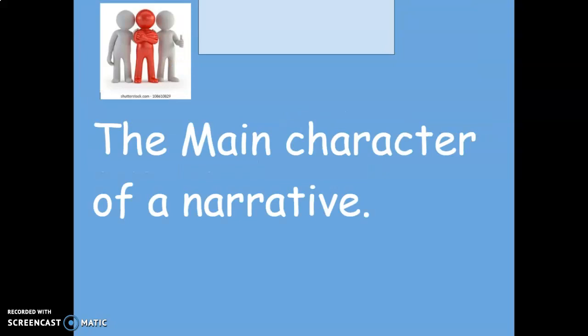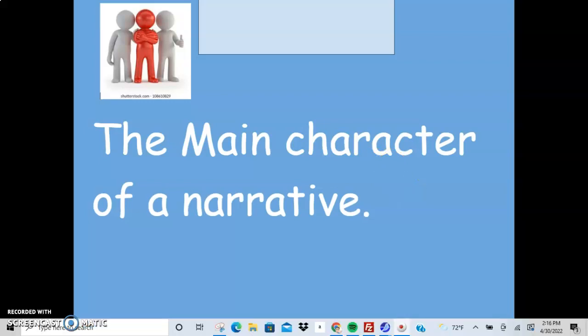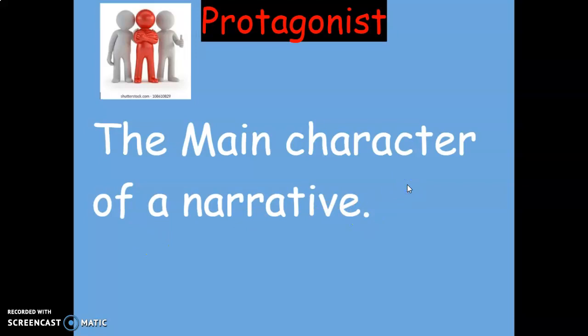This is that fancy sounding word for the main character of a narrative. One clue I can give you is it's kind of long. It has 4 syllables. Think about it for a moment. Press pause if you need to look at your notes. All right, the answer is protagonist.